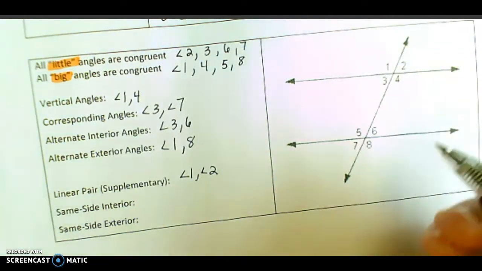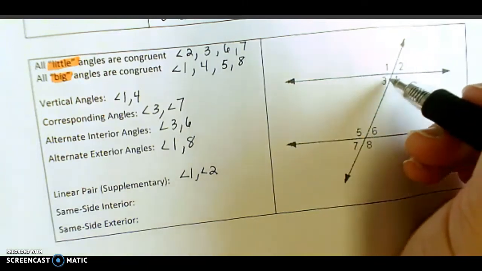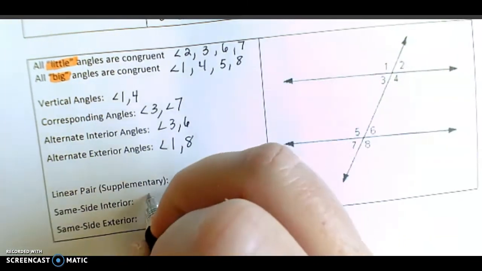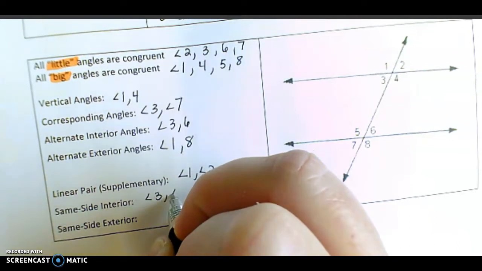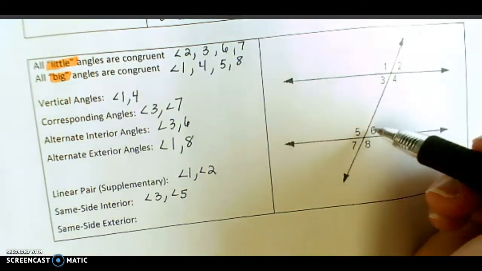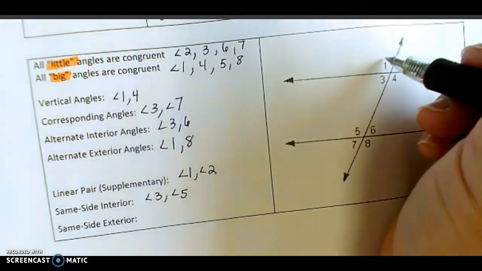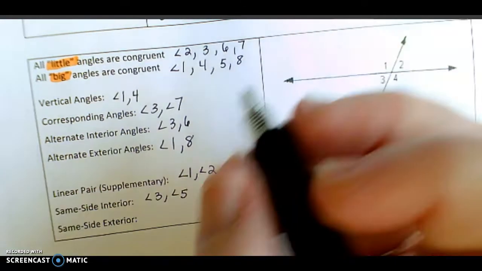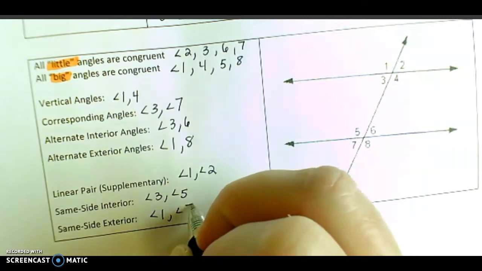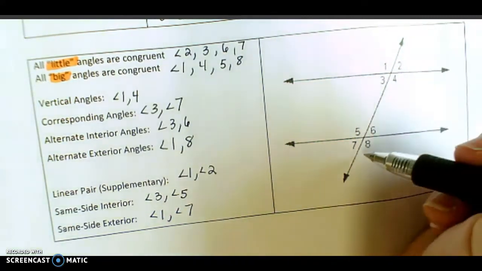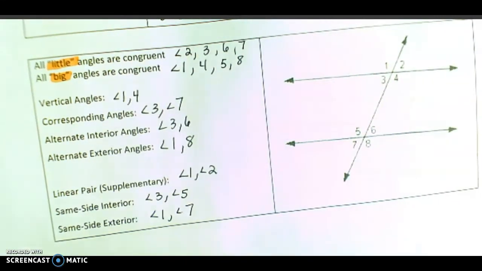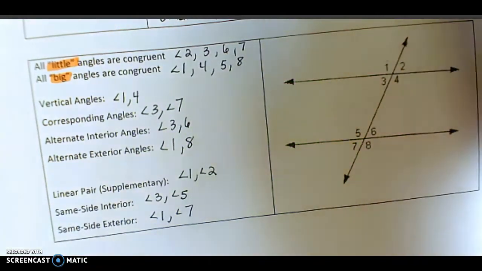Same side interior are 2 angles inside, so 3 and 5 are same side interior. 4 and 6 is also same side interior. Same side exterior would be 1 and 7, and also 2 and 8. So now that you know a little bit about the types of angles and their relationships, let's look at a few problems.